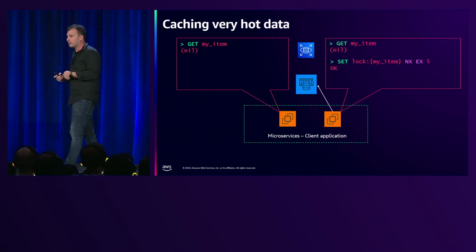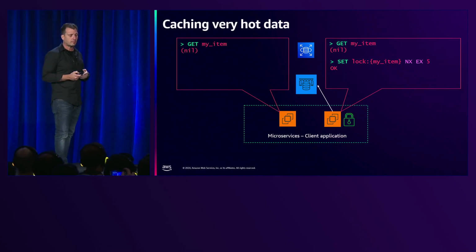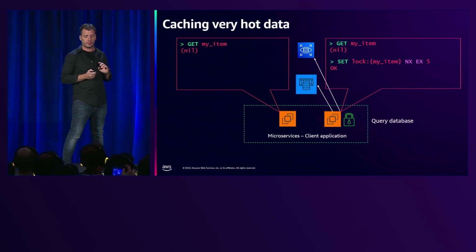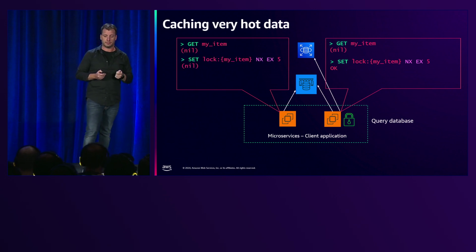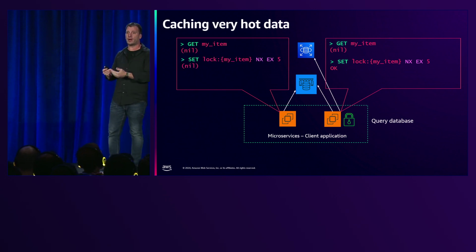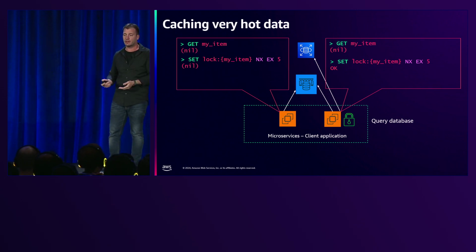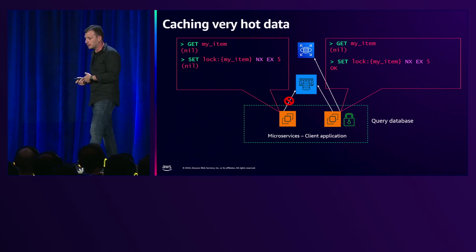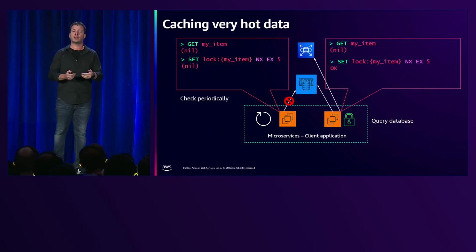The first client, as I mentioned, was a bit faster. He's going to acquire a lock, and he will succeed. The lock is defined on the cache itself. Right after that, he's going to query to refetch the item from the database. Now the second client tries to acquire the same lock, but it's going to fail because the lock is already acquired by the first client. So he will wait and check periodically when the lock is going to be free.